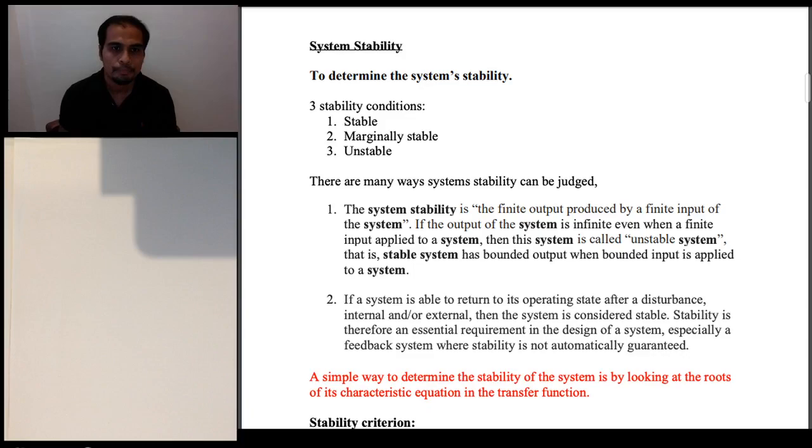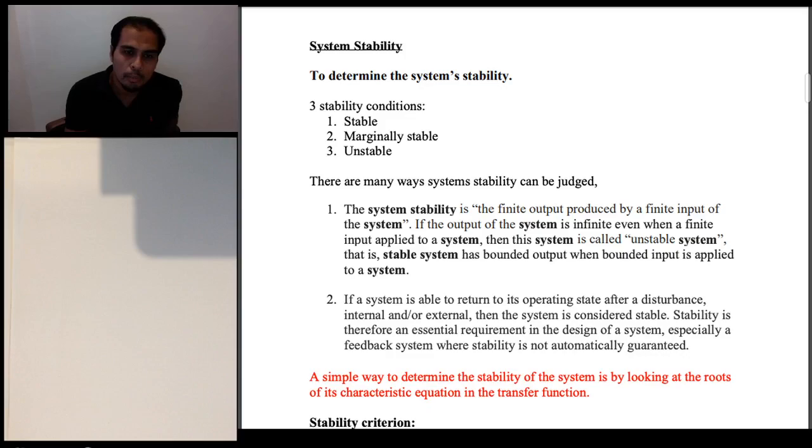Of course there are many ways to define a system's stability. We can say that a system's stability is the finite output produced by a finite input of the system. Meaning that if the output of the system is infinite, even when a finite input is applied to a system, then the system is called an unstable system. A stable system has bounded outputs when bounded input is applied to a system. That is one of the definitions.